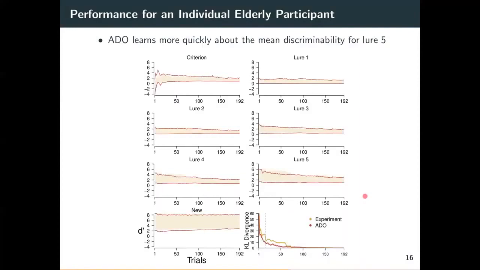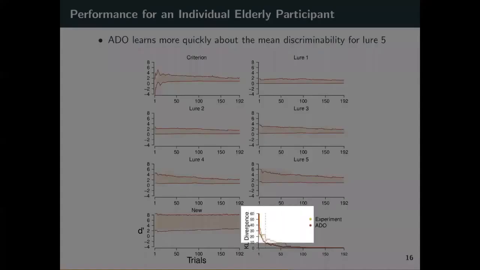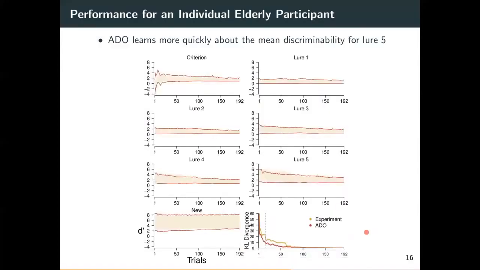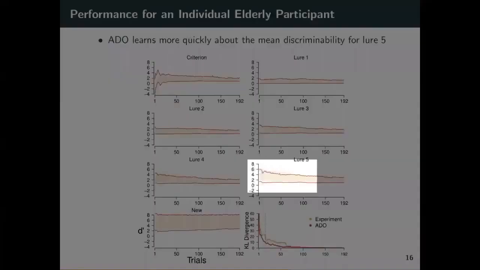Here's another example, this time involving an elderly participant. We can see that again, adaptive design optimization outperforms the experimental order. And if we look at the specific parameters, we can see that the main cause here is in Lua 5, which again, the adaptive design optimization managed to learn about more quickly through the order in which it presented stimuli.